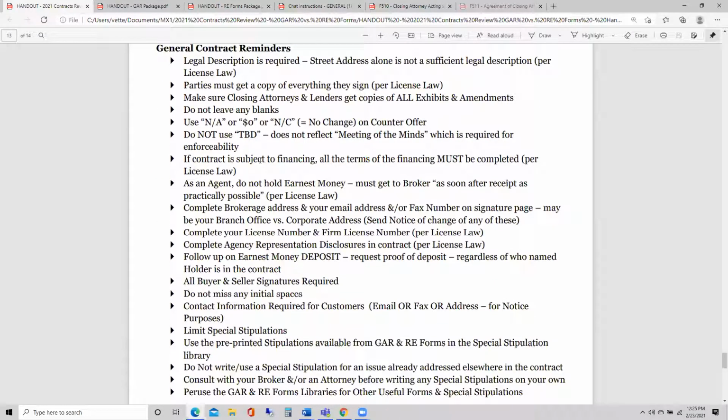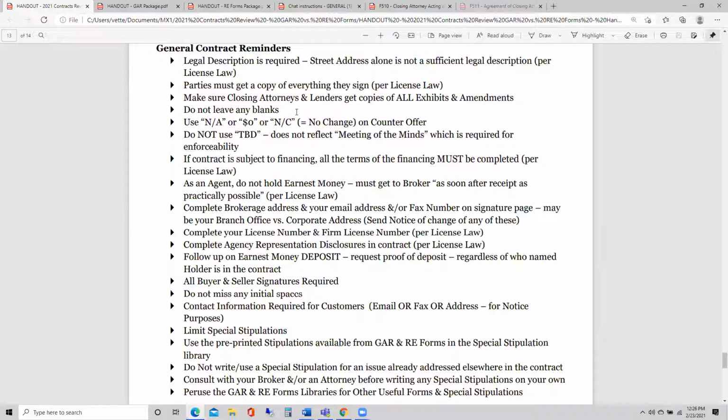General reminders: a legal description absolutely is required in addition to a street address. Also, parties must get a copy of everything they sign. Make sure your closing attorneys and lenders, and please include your brokers in there, get a copy. Make sure we also get a copy of all exhibits and amendments. Do not leave any blanks.